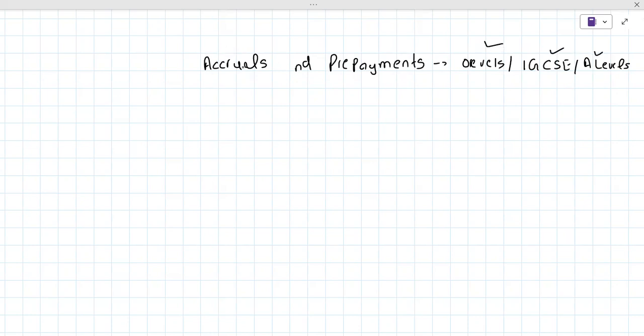Before discussing accruals and prepayments, I think we should discuss why they are essential and which type of final accounts they involve. So we all know that accounts are divided into basically two categories. The first one is the income statement, and the second one is the statement of financial position.